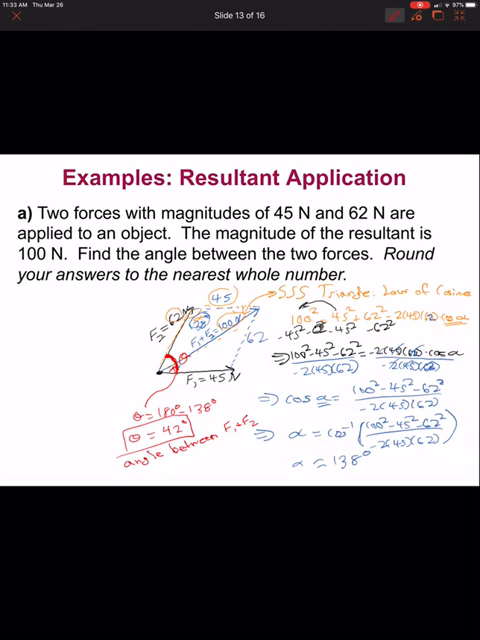So again, we used our parallelogram method and some triangle trig, the law of cosines, as we learned earlier in this chapter. So I hope that helps.